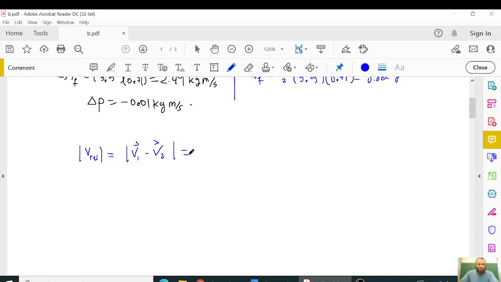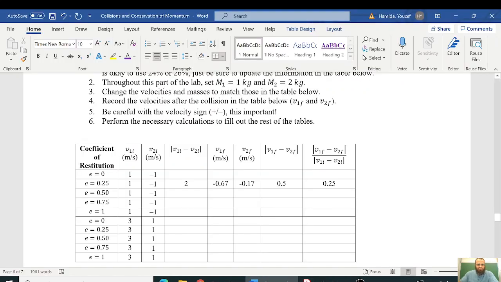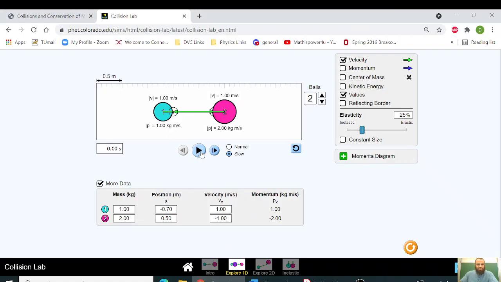So just absolute values here. v1 was 1, v2 was -1, so you just get 2. So that's the relative velocity before collision. It's 2, that's not surprising. So let's see when they collide what their velocities are after the collision. Let them collide and let's see what their velocities are after. I will keep it in slow mode.